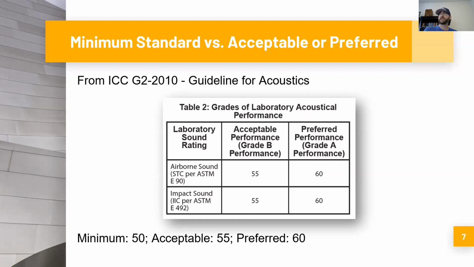This guideline for acoustics provides a couple of additional guidelines. One of them they call acceptable performance, which is called grade B. So if you want grade B, something that would be considered acceptable by most occupants, then for airborne sound, that's the STC per ASTM E90, you want to get 55, right? Or if you want a preferred performance, which would be considered grade A, you're going to aim for 60 STC.